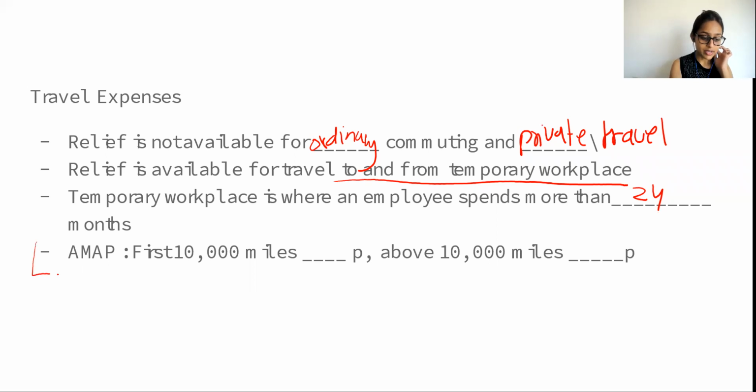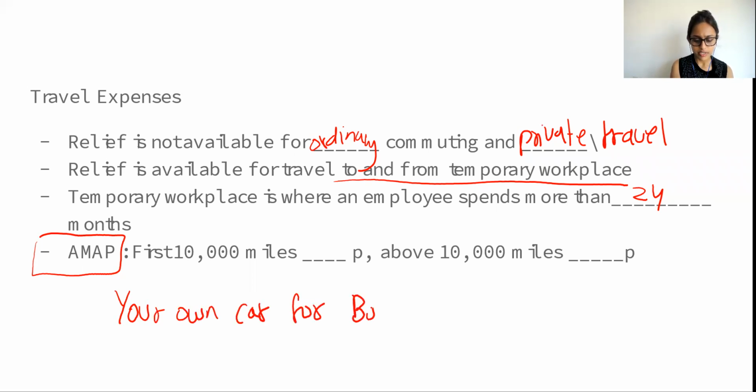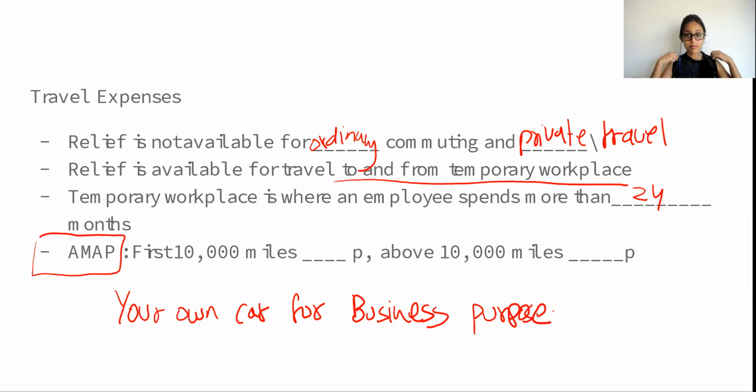Now let's talk about something called the AMAP. What exactly is AMAP? Your employer gives you some amount as your travel expense. AMAP applies when you're using your own car for business purpose. Your employer will give you some amount as your fuel allowance, your mileage allowance. Now, that is kind of like an income, right? So how much of that income is tax free? That is called the AMAP amount.